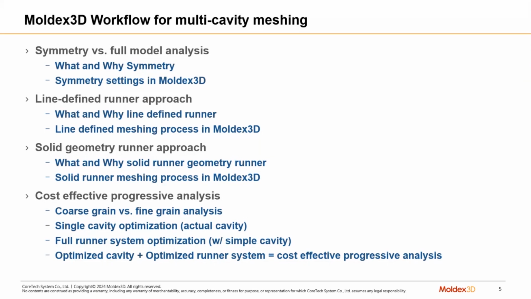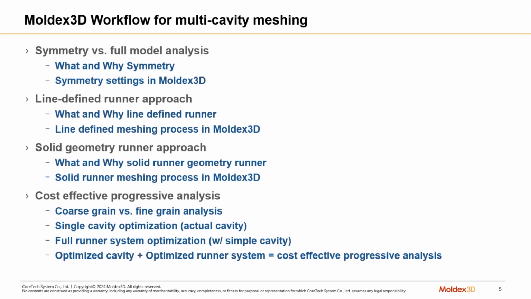So we're going to talk about various different approaches: coarse grain versus fine grain analysis, single cavity optimization, considering the actual cavity, and full runner system optimization. Like when you are at the stage where you are trying to optimize your runner design, what do we need to do in that situation? So we're going to share some tips and tricks in regards to that.